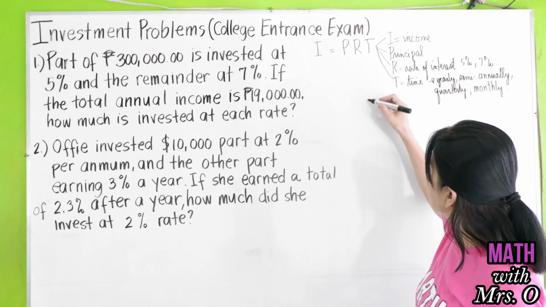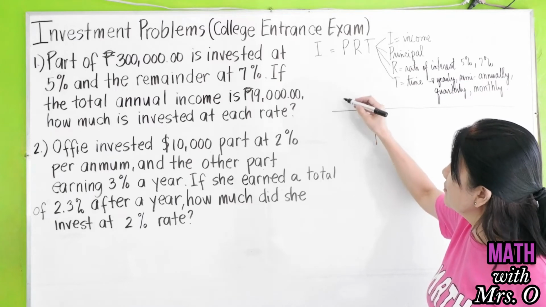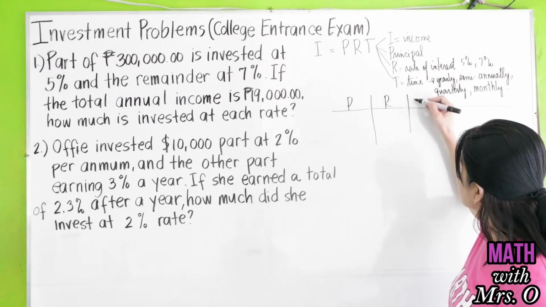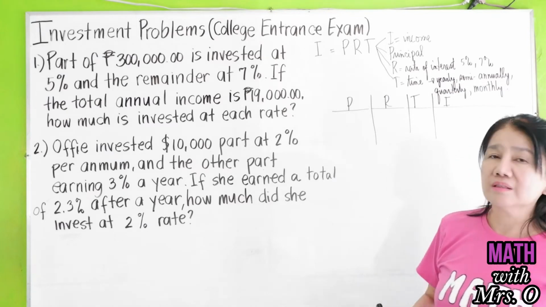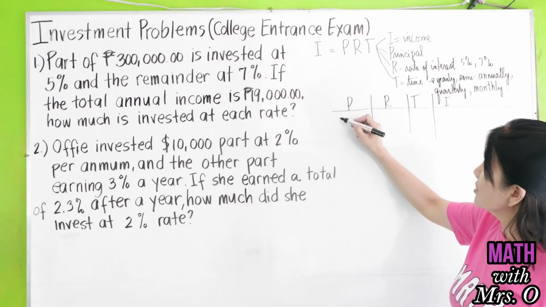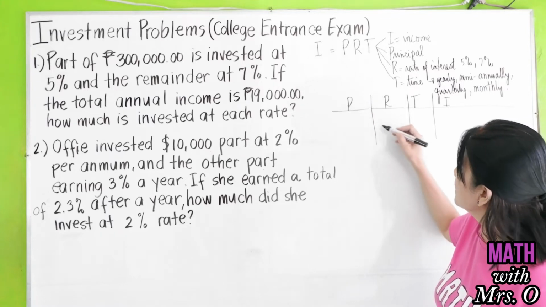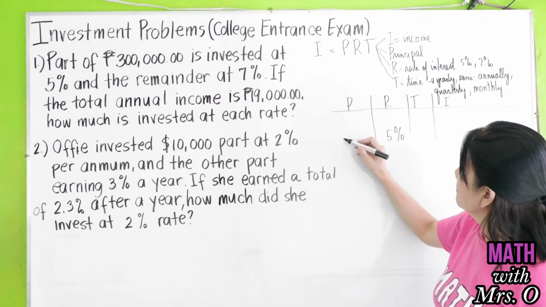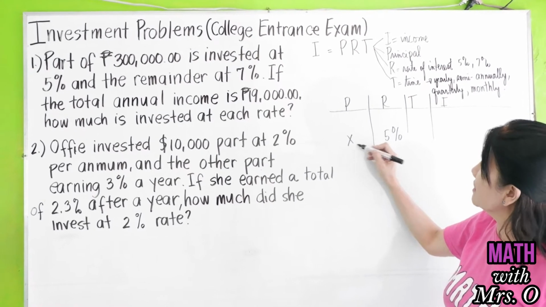When I solve problems like this, I use a table. I come up with a table like this. I write the P, the R, the T, and the I for income. PRT equals I. Okay, let me read the problem again. Part of 300,000 is invested at 5%. So 300,000, part of it is invested at 5%. So at 5%, part of it, x.